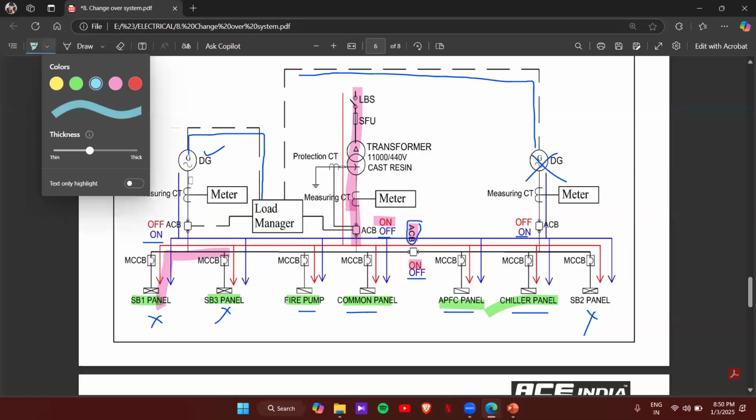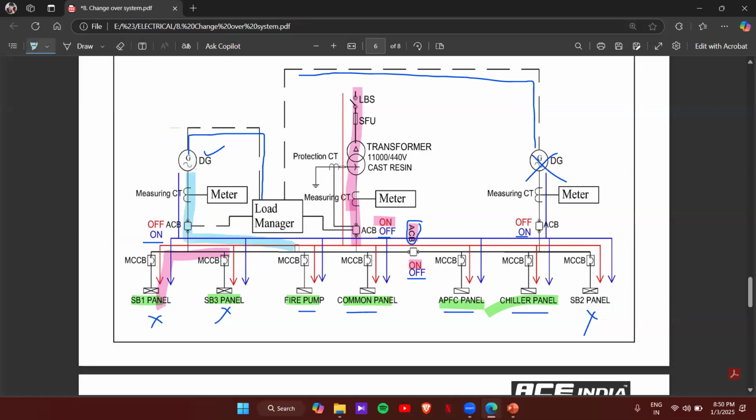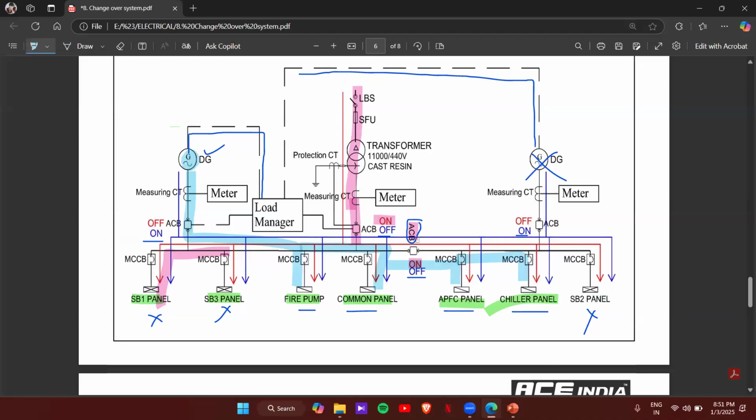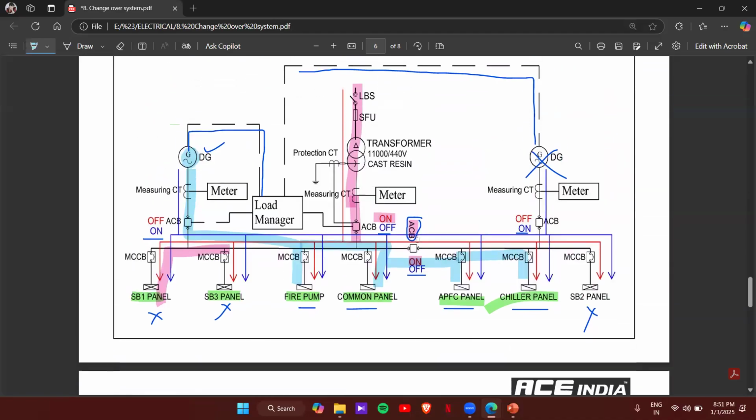We can provide supply like this to the fire pump, the common panel, the APFC, and the chiller, if required. But one thing to remember is that the load should be balanced. If there is no load, it will not carry that. If the load is balanced well, you can work like this. Okay, clear.